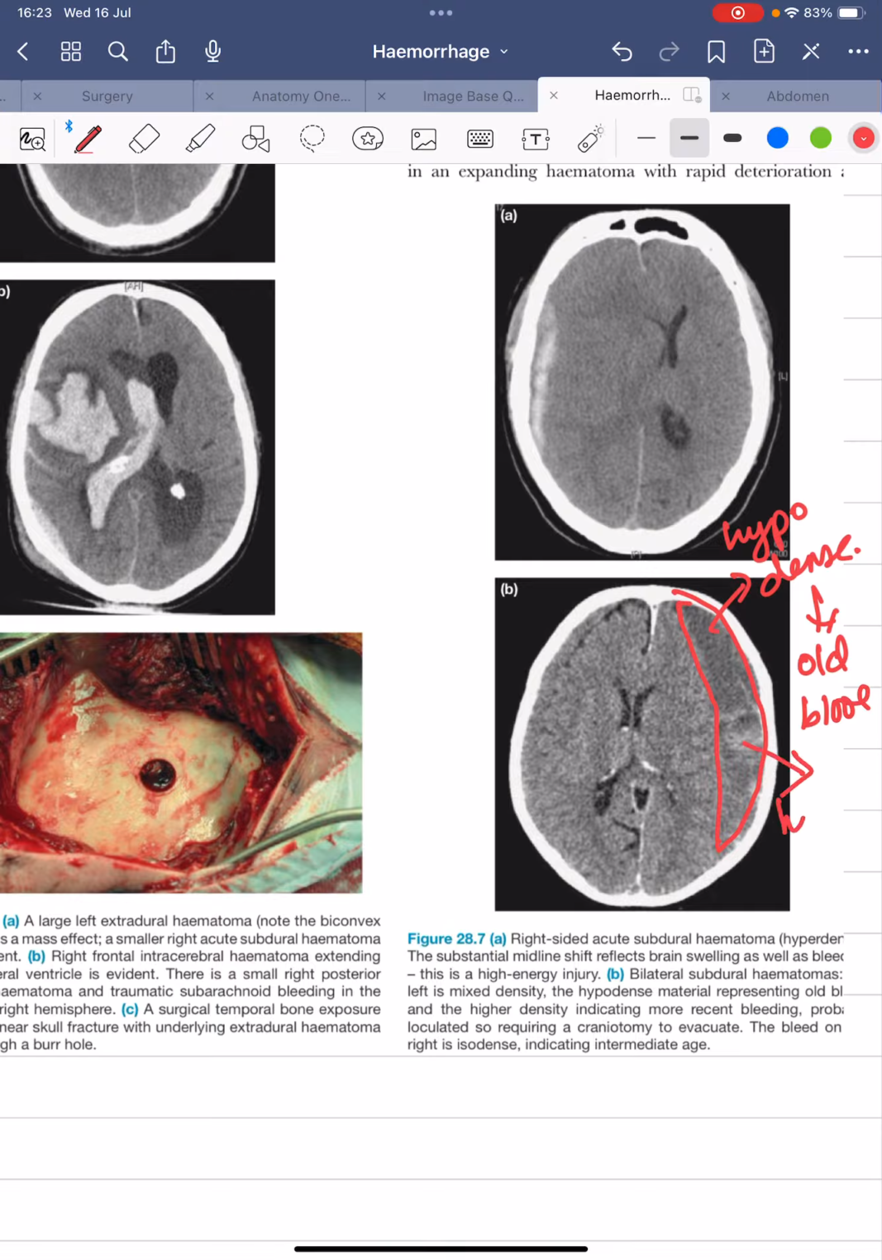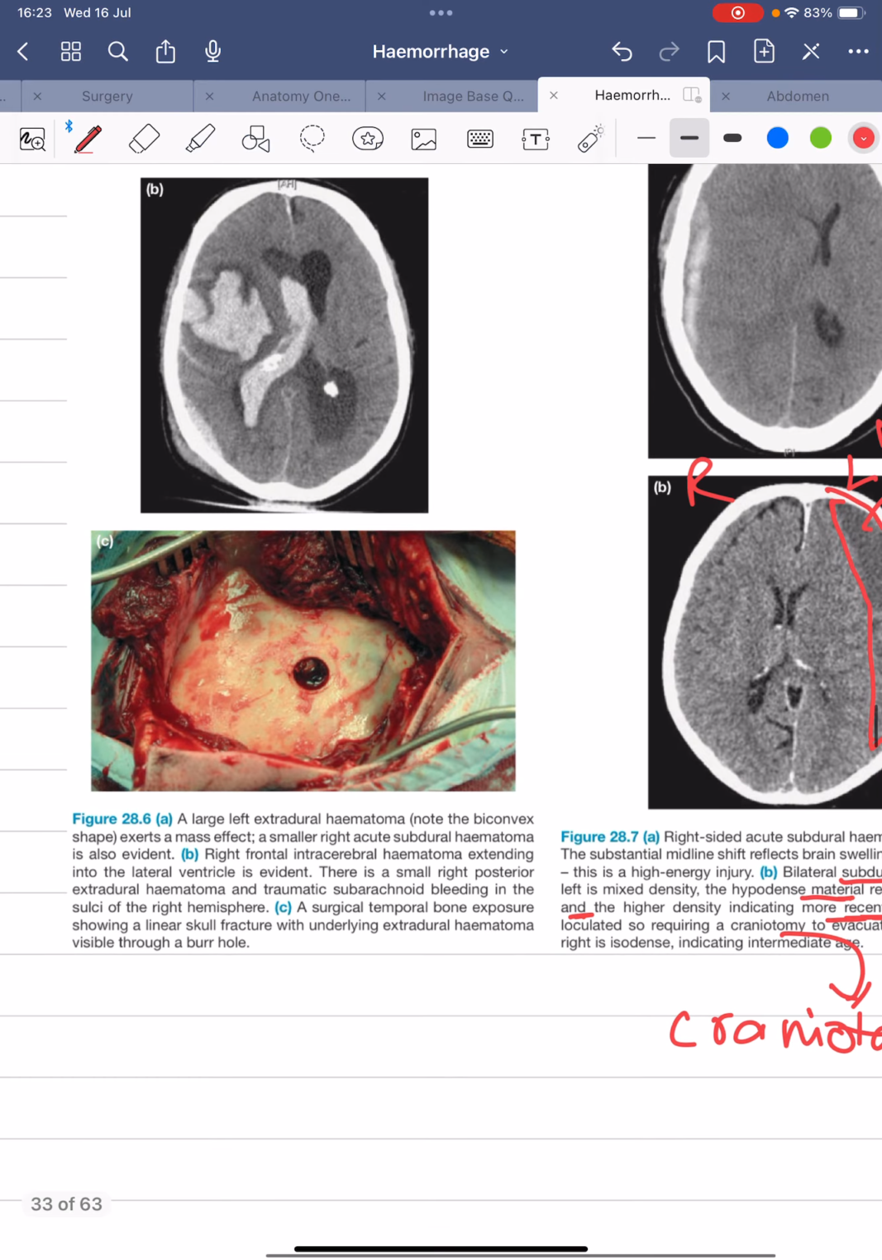So see here, bilateral subdural hematoma. This is the left side, this is the right side. On the left side, hypodense material representing the old blood, and higher density here is indicating more recent bleeding. Okay, which will require what? Craniotomy in the patient. This is a picture of burr hole. So burr hole or craniotomy you are going to perform in the patient.